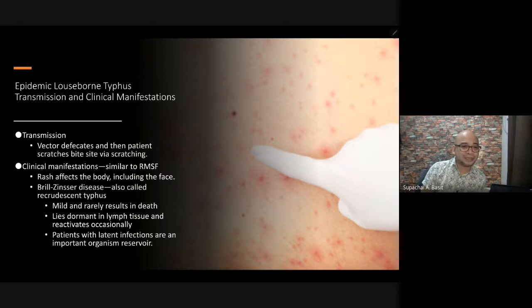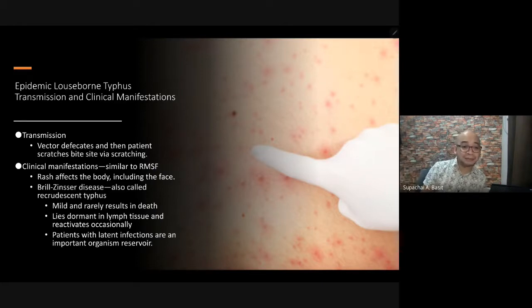Okay, so for transmission, the vector defecates and then the patient scratches the bite site. The clinical manifestation is similar to Rocky Mountain spotted fever. Rashes affect the body, including the face. So the Brill-Zinsser disease is known as recrudescent typhus. Okay, when you say recrudescent, the symptoms actually disappear, and then they will suddenly reappear.